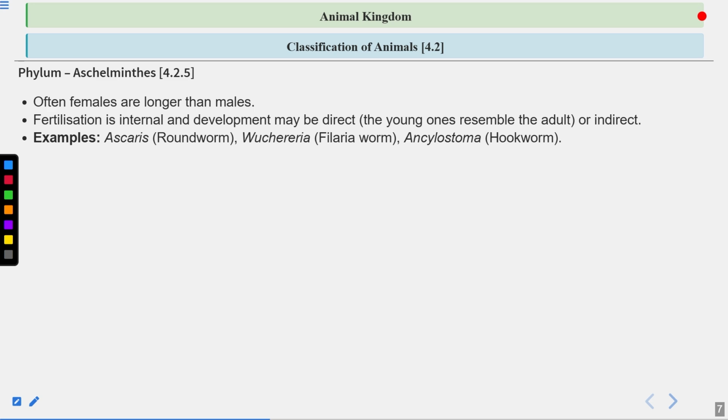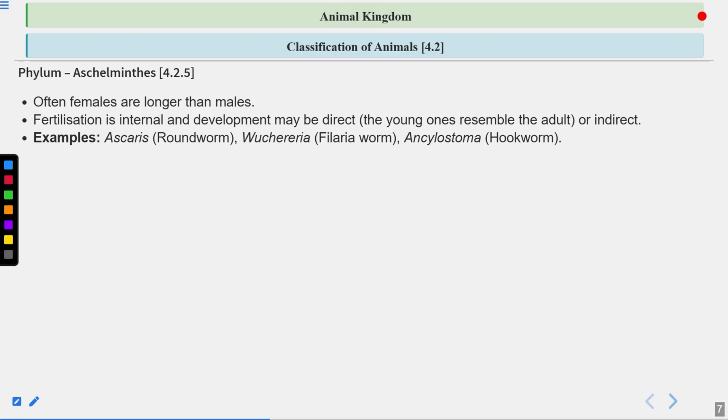Wuchereria, the filaria worm. This also causes disease, right? Elephant foot. These worms are present in the muscles of the leg, and the leg becomes like an elephant foot. It is very much swollen. The worms are present in the muscles, right?